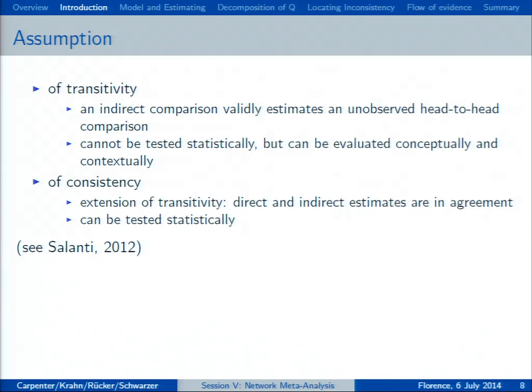So in network meta-analysis, a further aspect of heterogeneity arises. In addition to the heterogeneity between studies within designs, there might be heterogeneity between designs, which is called the consistency, or the inconsistency in this case.